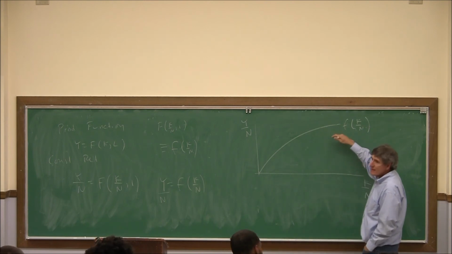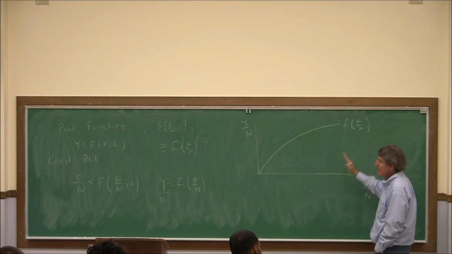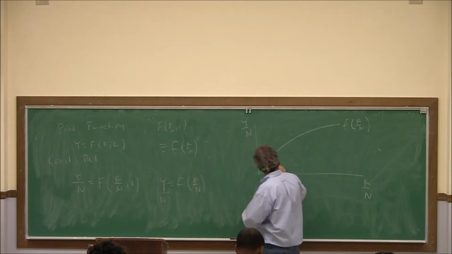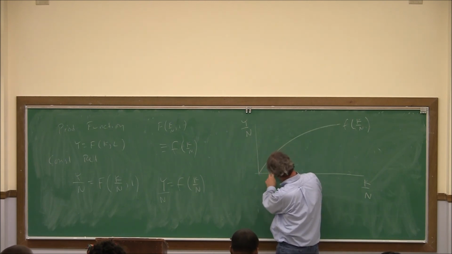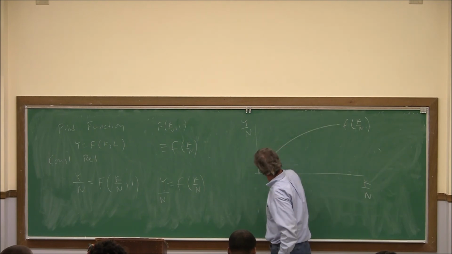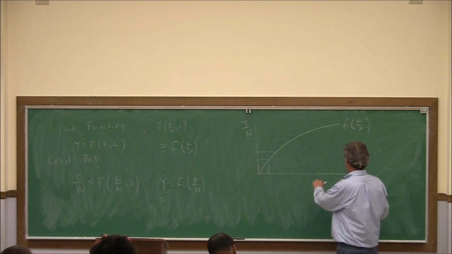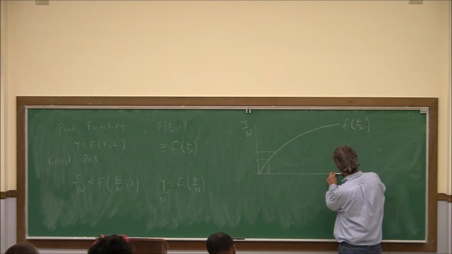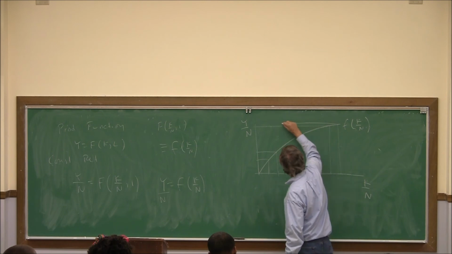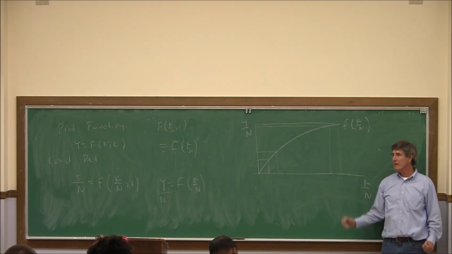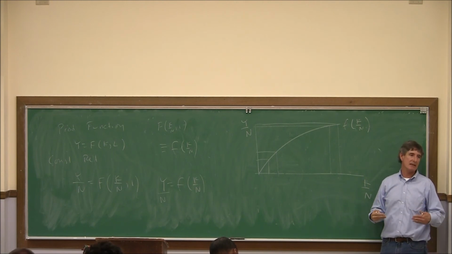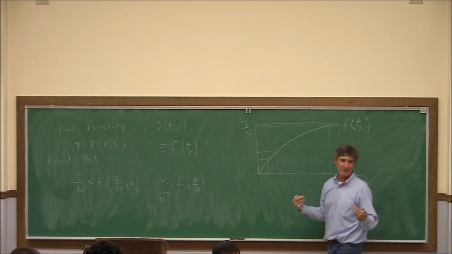you get less and less output per person as you increase K over N. When it's relatively steep, a one unit increase gives me that much of an increase in the standard of living. Out here, the same increase gives me a much smaller change in output. So the same increase in K over N gives us less and less increase in the standard of living. So there's diminishing returns in K over N.